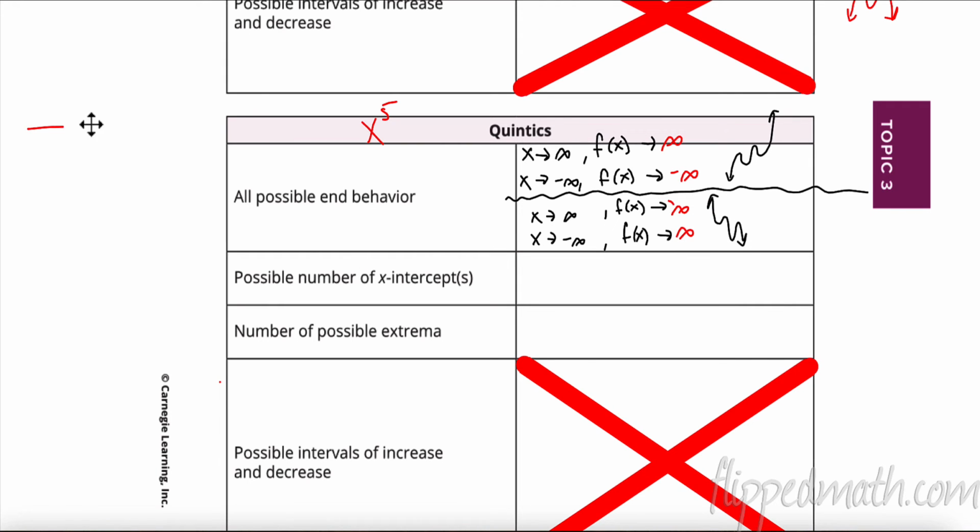All right, possible extrema. Let's see here. We could have 1, 2, 3, 4, 5. Boom. Let's see if we can do 4. 1, 2, 3, 4. But that's because it's a multiplicity there, right? Let's see if we can do 3.